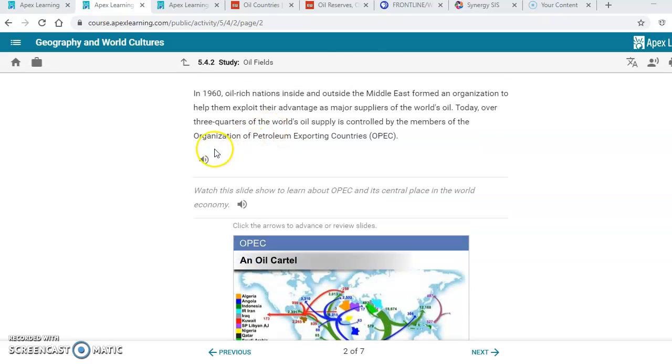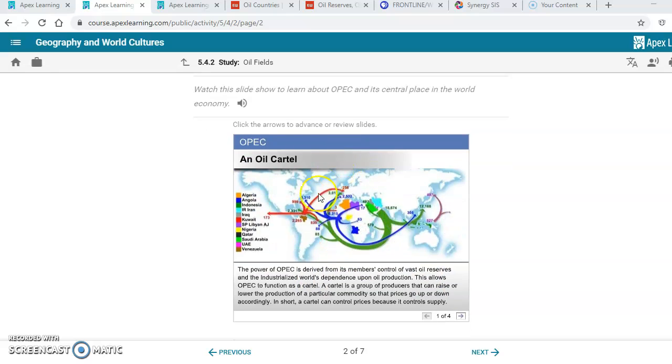What does OPEC mean again? Or what does it stand for? The acronym stands for Organization of Petroleum Exporting Countries. First slide. Very interesting. It has countries Algeria, Angola, Indonesia, Iran, Iraq, Kuwait, Libya, Nigeria, Qatar, Saudi Arabia, the United Arab Emirates, and Venezuela. The power of OPEC is derived from its members' control of vast oil reserves and the industrialized world's dependence upon oil production.